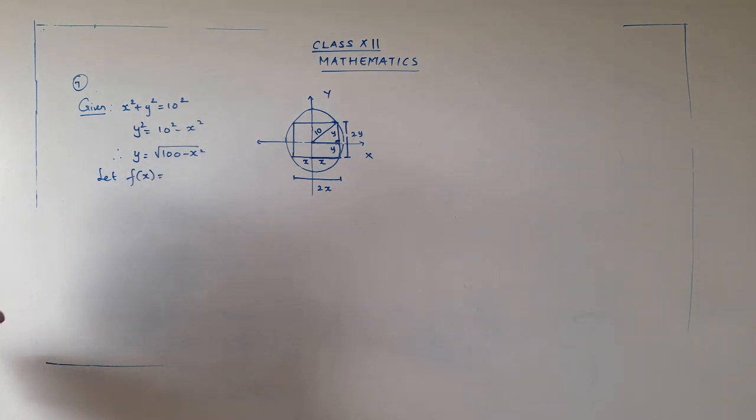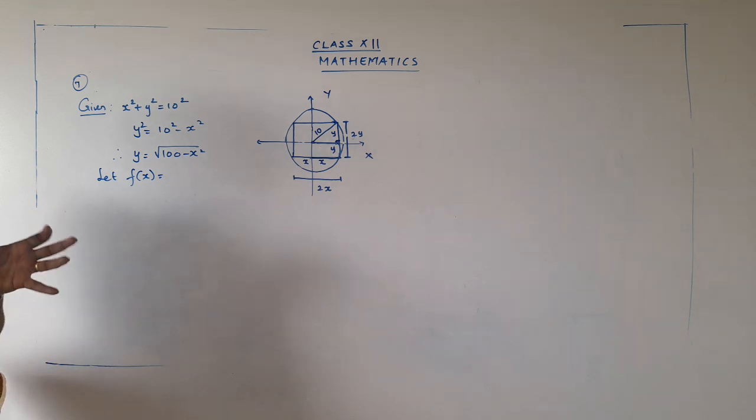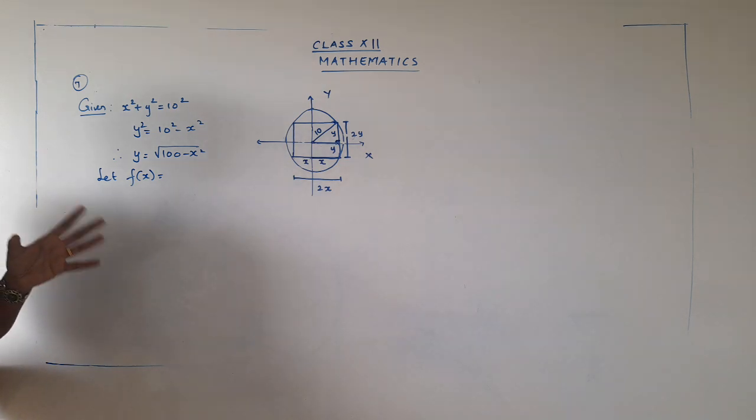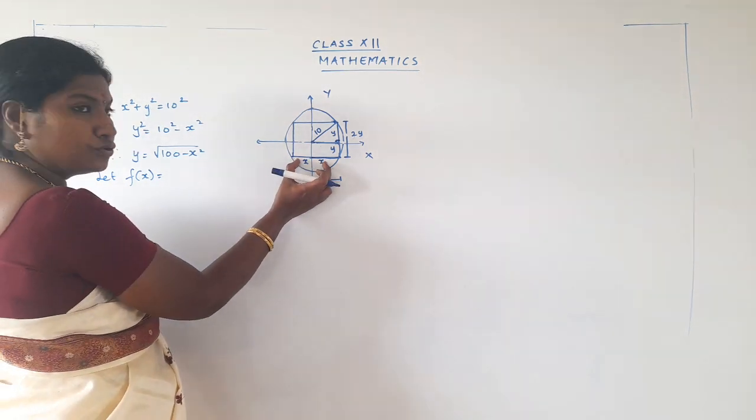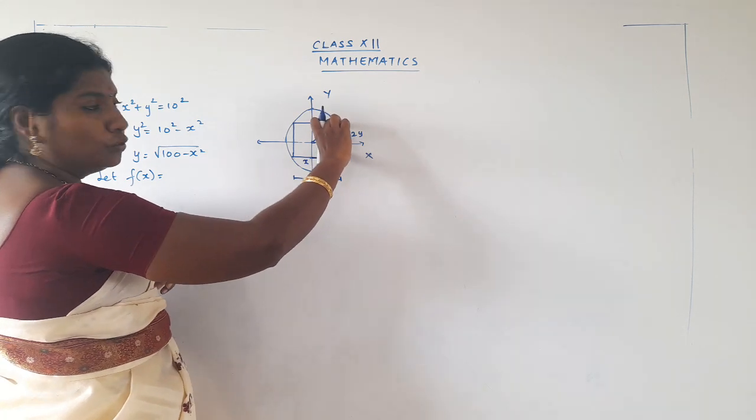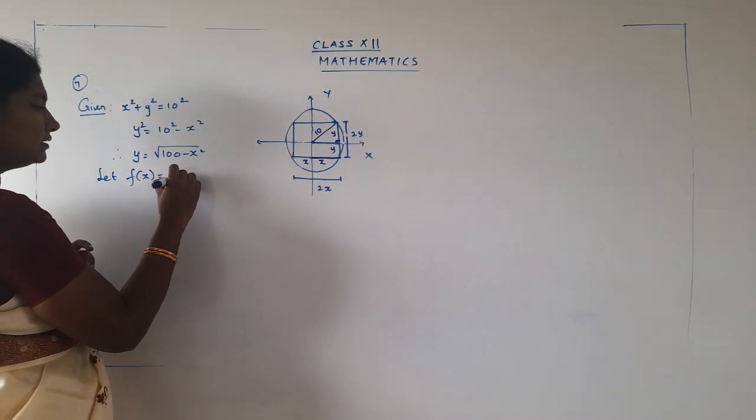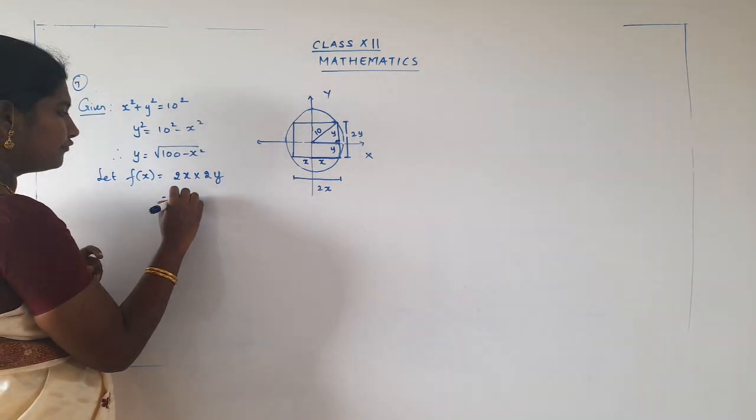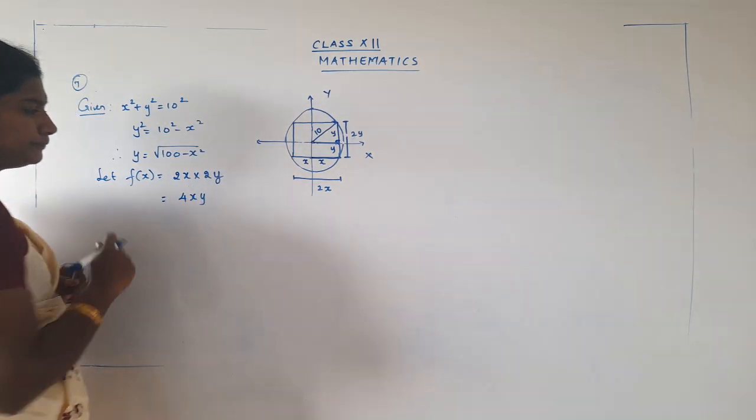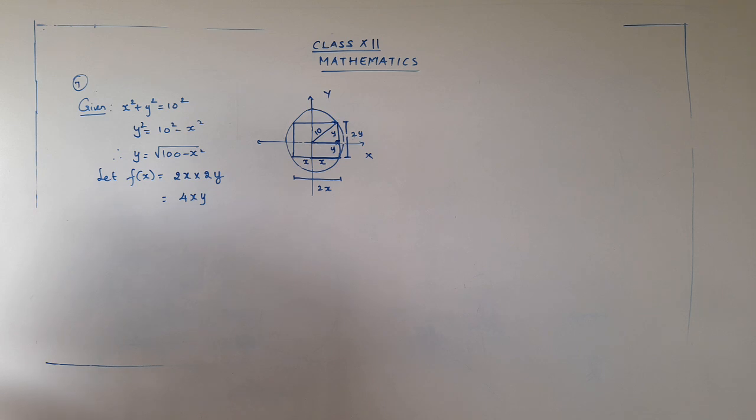See, they are asking you the rectangle with maximum area. So we are not talking about the area of a circle. We are talking about the area of a rectangle. So what is the area of a rectangle? Length into breadth. So what is the length here? It is 2x. And what is the breadth here? 2y. So you have to take the length as 2x and the breadth as 2y. So I get here 4xy, 2x into 2y, which is equal to 4xy.